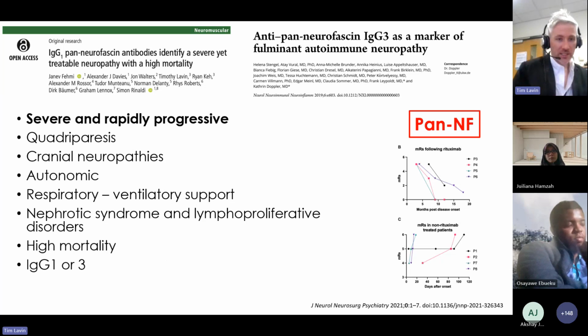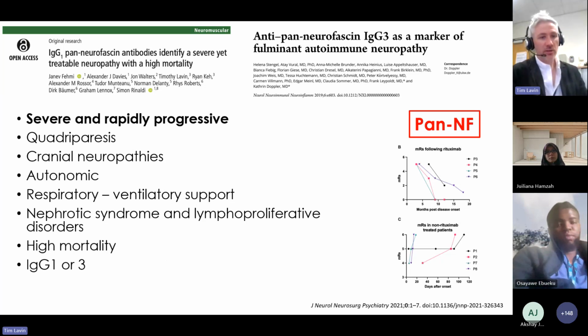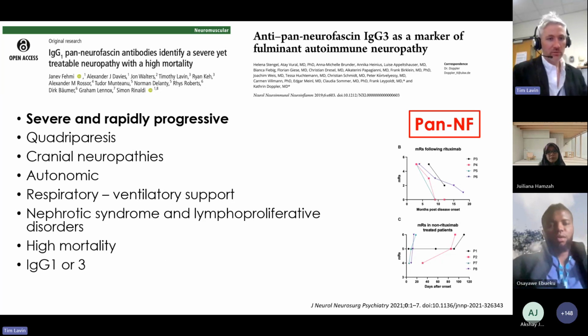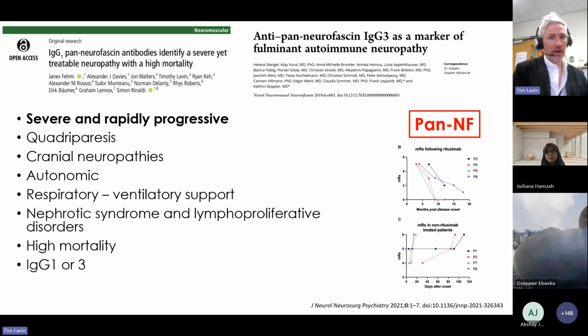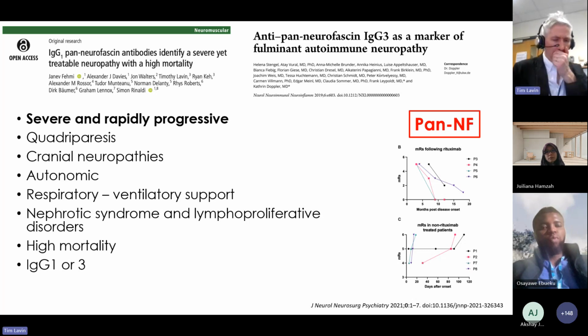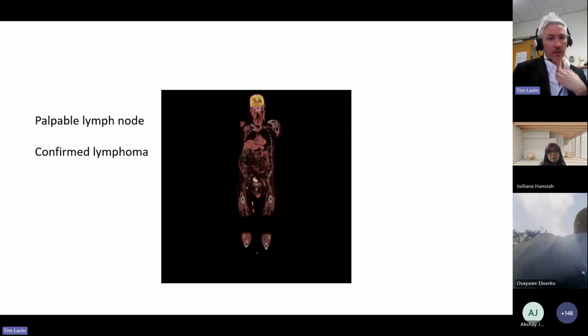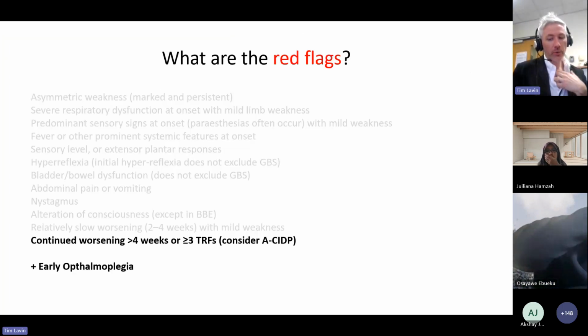They can end up on your intensive care unit. They can be associated with some renal involvement often, a bit of nephrotic syndrome, and they have a high mortality rate. And not only that, they respond beautifully to rituximab, but not in any way to IVIG. So they're actually quite important.